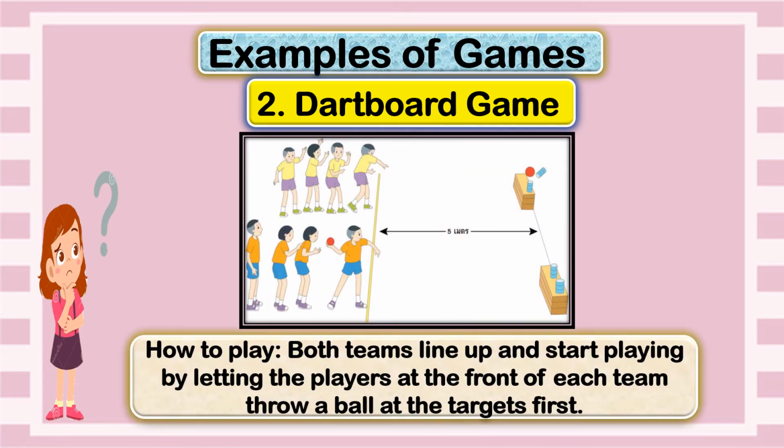Now, how to play the dartboard game? Both teams, team number 1 and team number 2, will line up and start playing the game by letting the players at the front of each team throw a ball. So you can see these two players in front, one and one. They have the ball, and what they will do is throw the ball at the targets first.